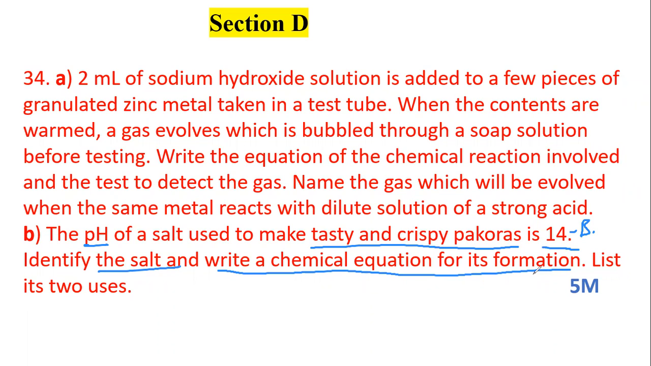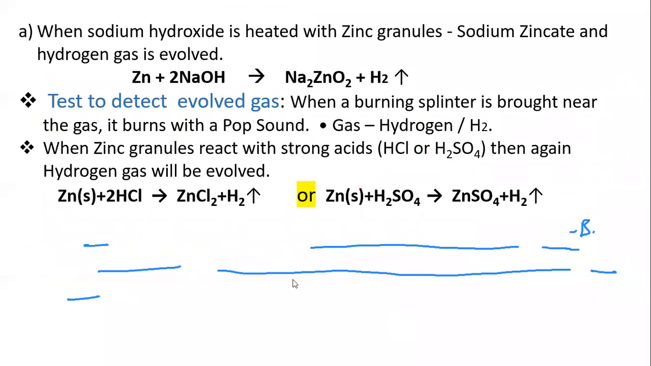We have to write the chemical name and write a chemical equation for its formation. So, for preparation, one chemical equation we have to write. After that, list any two uses of baking soda. Got the idea how to answer? Move to the answer.